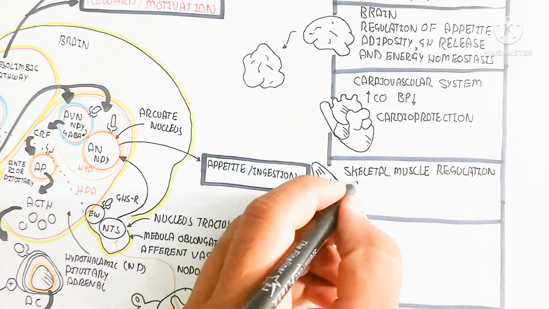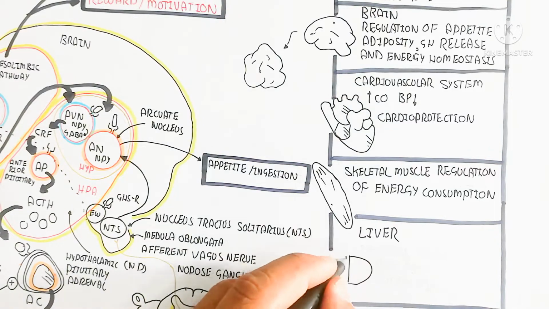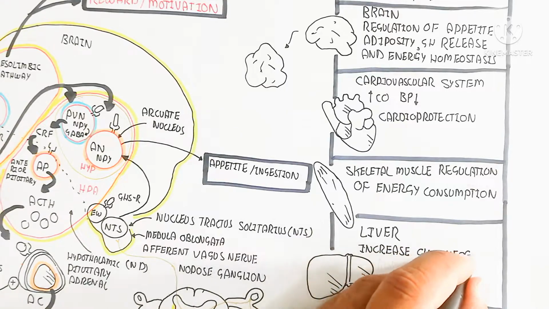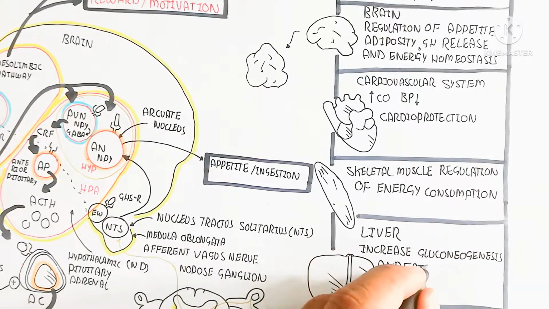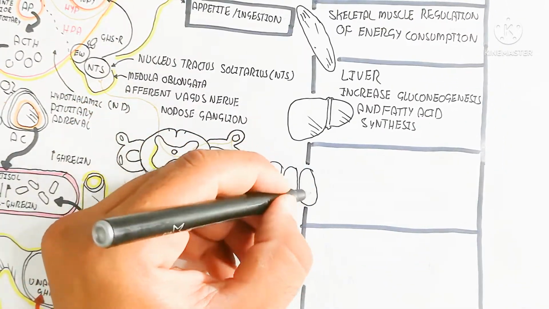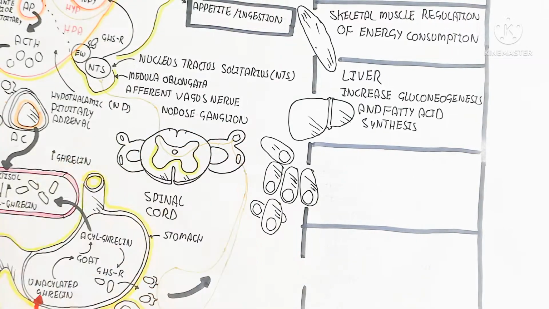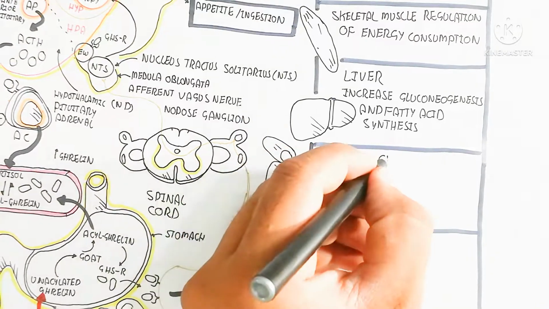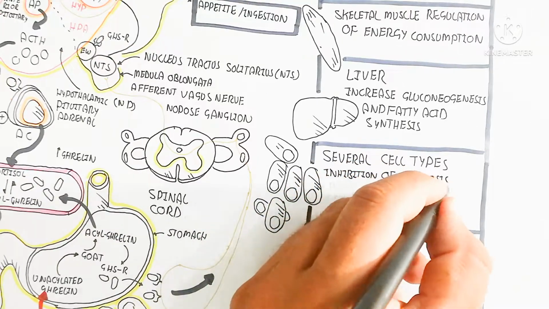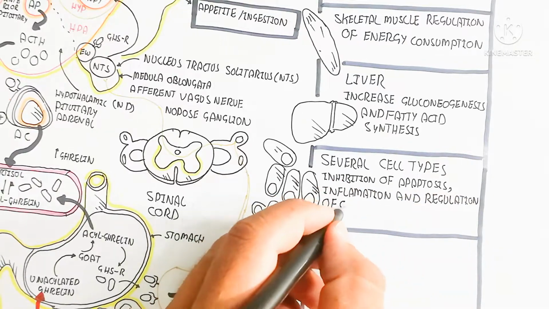So here in the cardiovascular system, the cardiac output will be increased, while the blood pressure will be decreased, and there is cardioprotection. And skeletal muscle regulation of energy and consumption, and the liver increases gluconeogenesis and fatty acid synthesis if it is long term. So in the several cell types, there is inhibition of apoptosis and cell growth, inflammation, and regulation of cell proliferation and differentiation, which will be inhibited. In this way, the apoptosis will be inhibited, so the cell will go to rest.